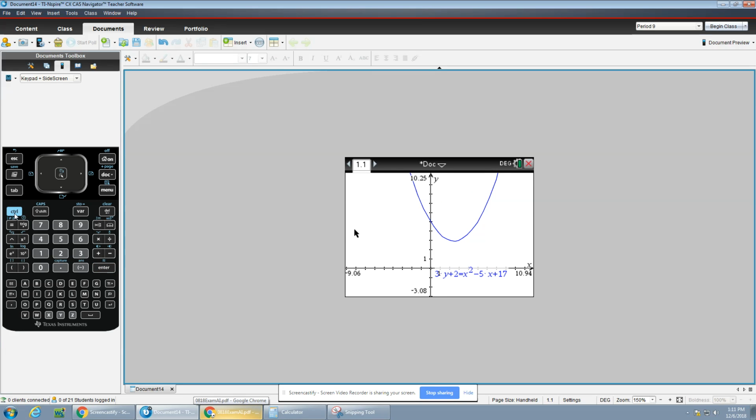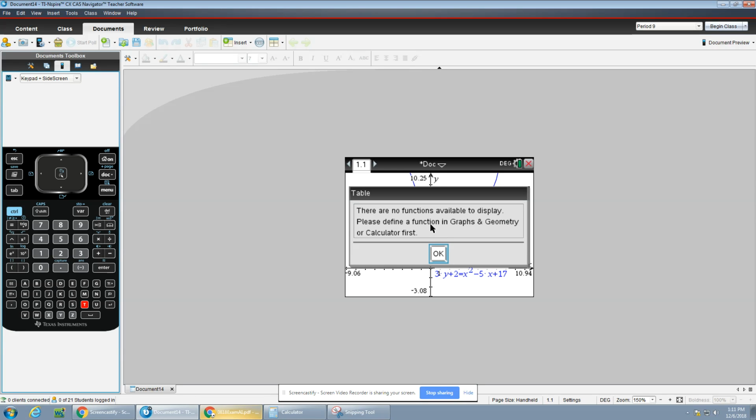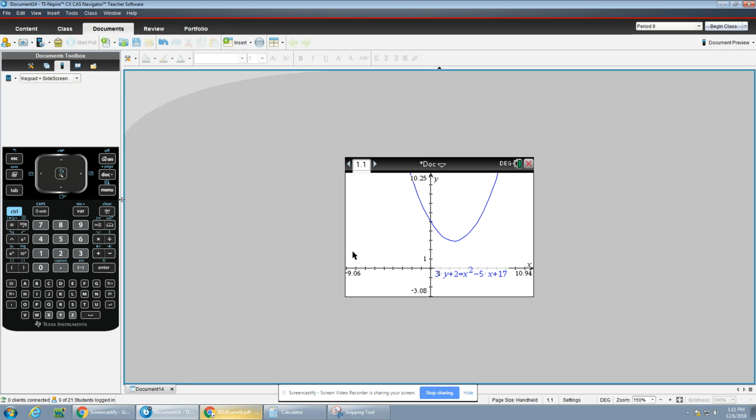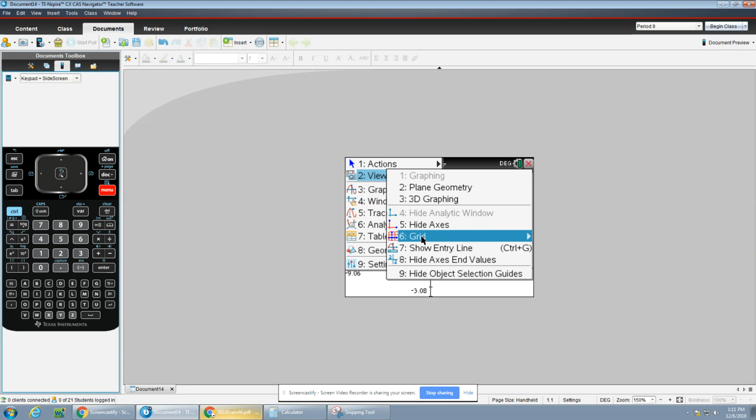Now here's the thing, watch what happens. If you go to table, Control T, nothing happens because you didn't graph a function, you graphed a relation. So how do you get around this? And remember, I've said in other videos, I like to see the grid lines.